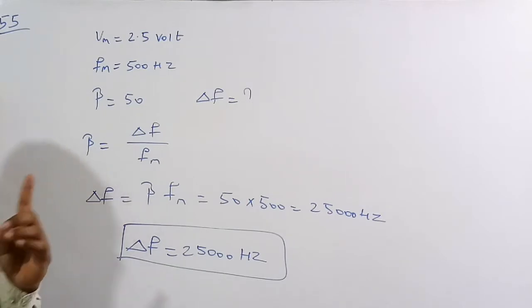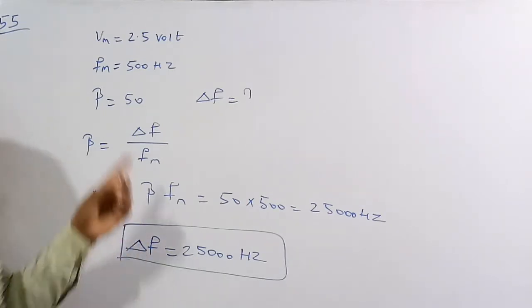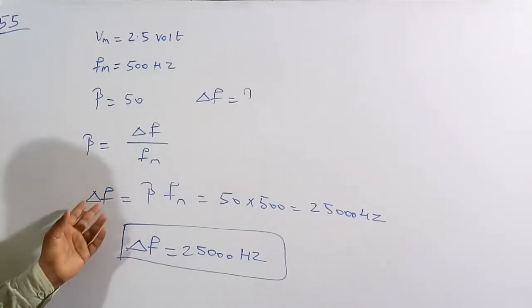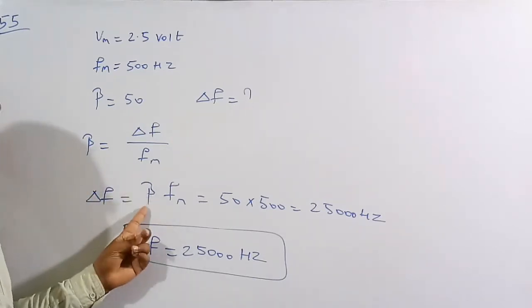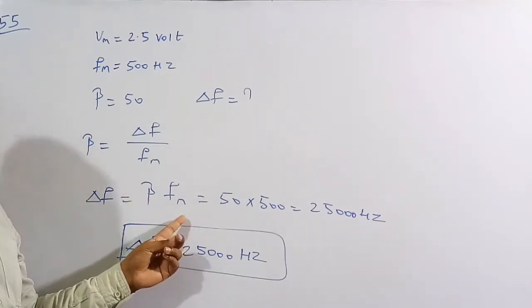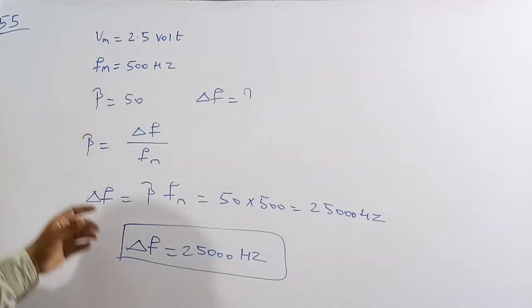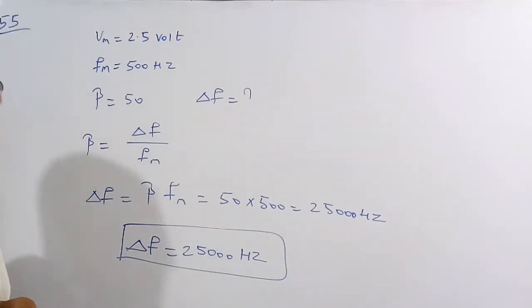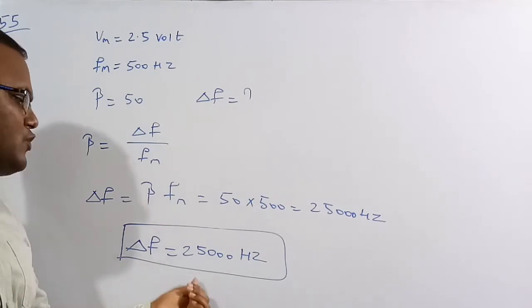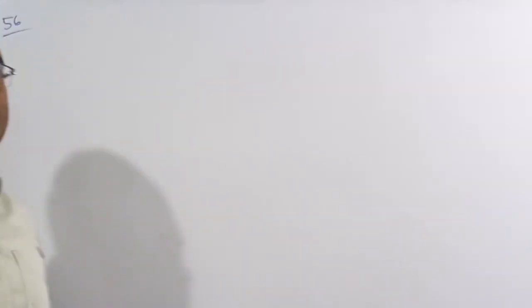And if you see carefully, delta f is independent of the peak value of the message signal. It depends only on the modulation index and the frequency of the message signal. So this is an extra quantity given in the question. So finally the amount of frequency deviation in s of t FM is 25,000 hertz. So now we are going to solve the 56th question.